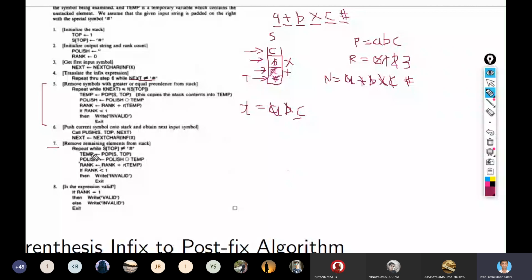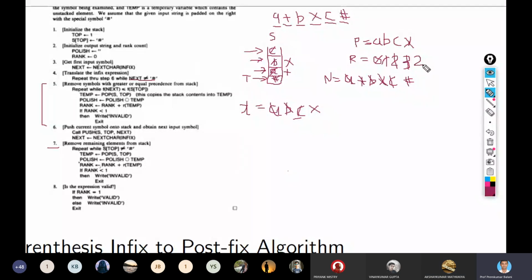Okay. Then again pop till we get the hash. So C has been popped. Now we will pop into temp the next element from the stack, that is multiplication. That will be appended to the Polish expression, that is x and multiplication, and then rank will be updated with rank equals rank plus rank of temp. Rank of temp is equal to -1. So from 3 we will subtract 1, and the new rank we will have is 2.